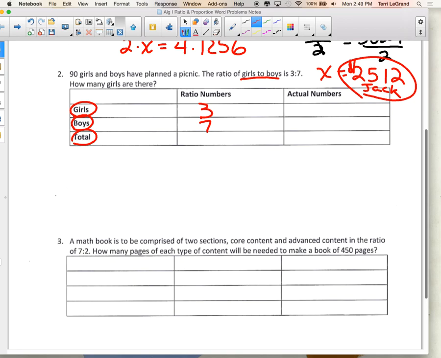Anybody have something else I can put in here that's going to help? Cassie? The total amount of children is 90. Okay, so that's going to go in the actual numbers total row. 90 total, okay. So we have 3 knowns so far. What's the unknown in this row that we need to find? The actual number of girls. Okay, so what should we put there for that? X, because we don't know what it is.